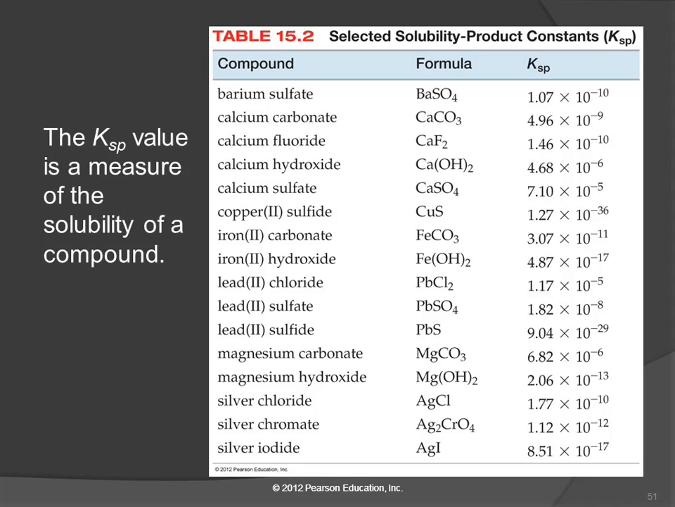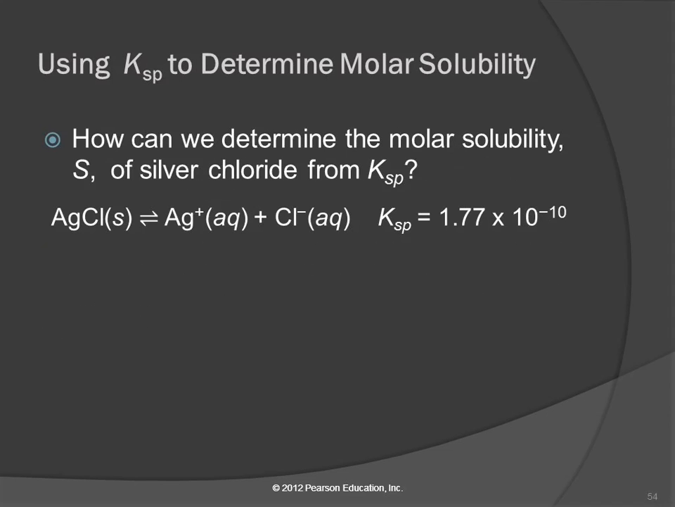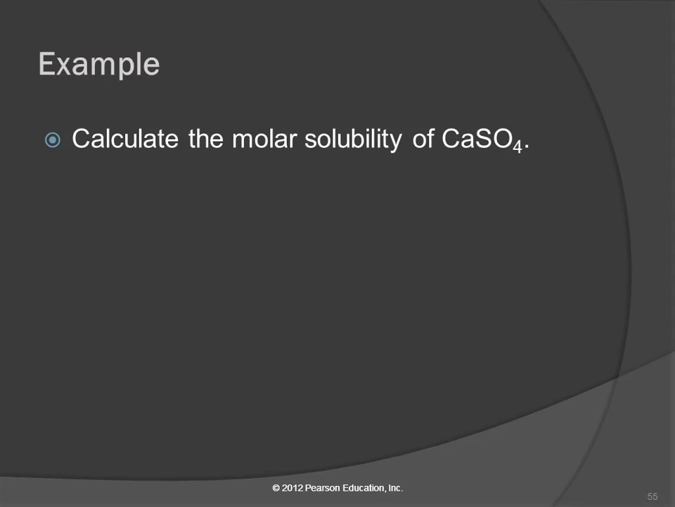Calcium sulfate, let's get a color that we can see. There's calcium sulfate. 7.10 times 10 to the minus 5. We're going to need that. Okay, that's KSP for that compound. We went and looked that up.